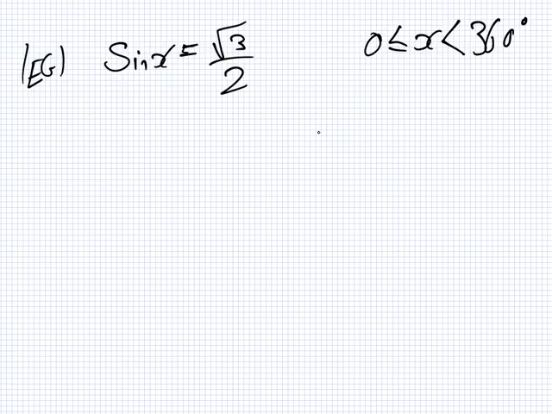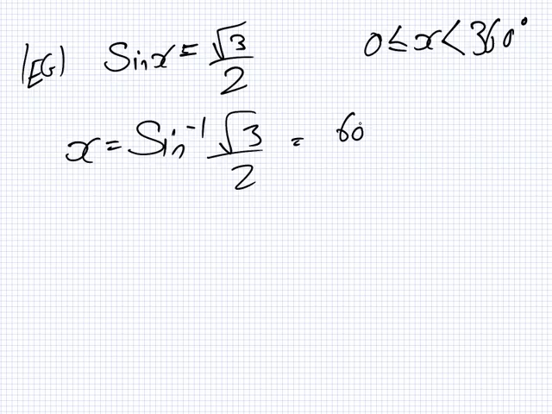Okay, do you have the two answers here? So yeah, using my calculator, I can type in sine inverse root 3 over 2. Sine inverse root 3 over 2 is 60 degrees. So the second answer will be 120 degrees. So these are the two answers here.